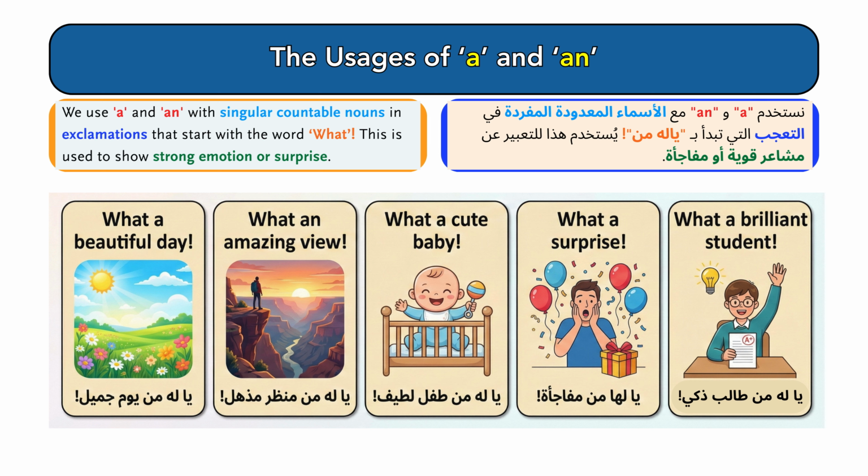Here is another great usage. We use a and an with singular countable nouns in exclamations that start with the word what. This is used to show strong emotion or surprise. What a beautiful day! What an amazing view! What a cute baby! What a surprise! What a brilliant student!